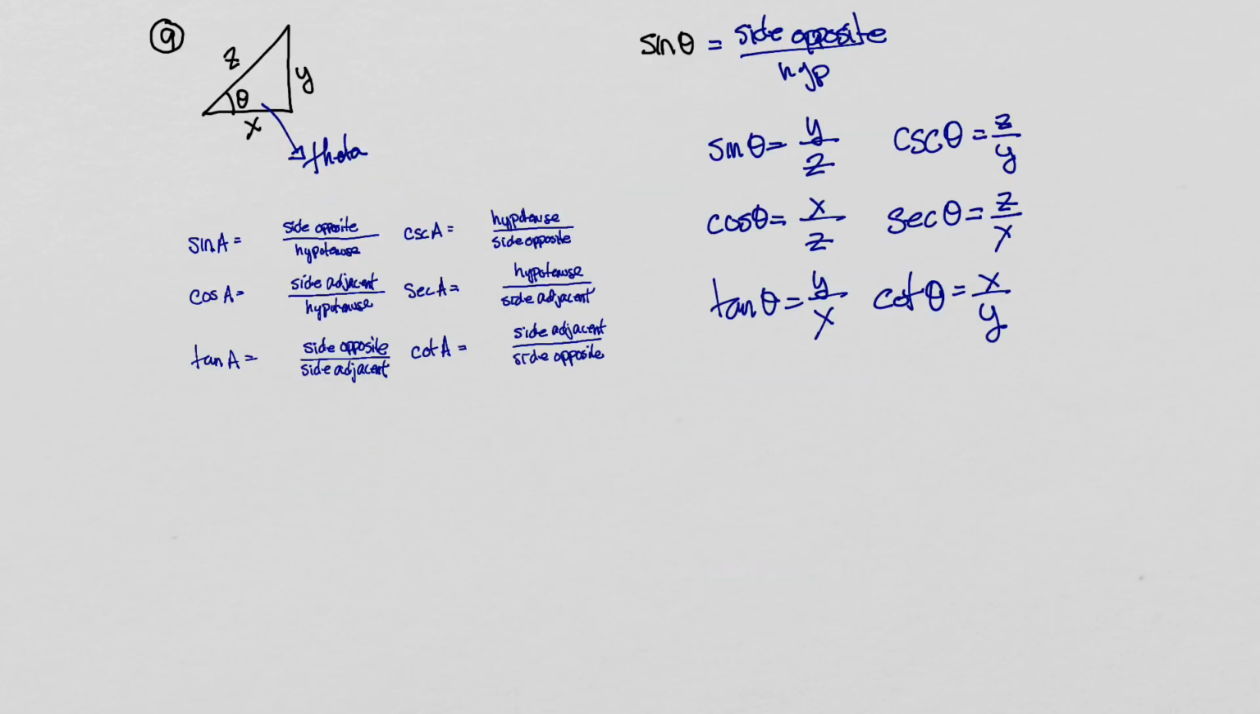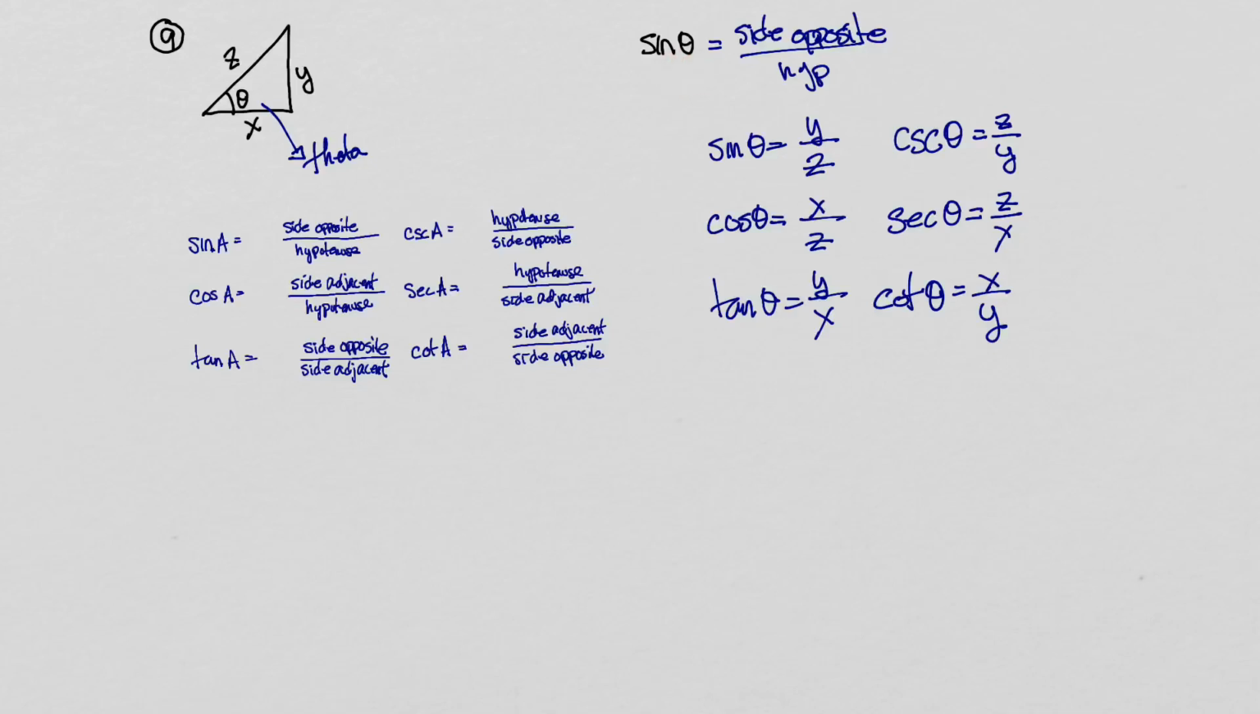Now, way up in problem 9, here's the picture we're given. This symbol right here is a Greek letter theta, T-H-E-T-A. So instead of using A and B, we're just using this Greek letter theta, which is very common in trig to use as the name of an angle. So here's our definitions. Now instead of A, we're writing theta. So what we're looking for here is the sine of theta.